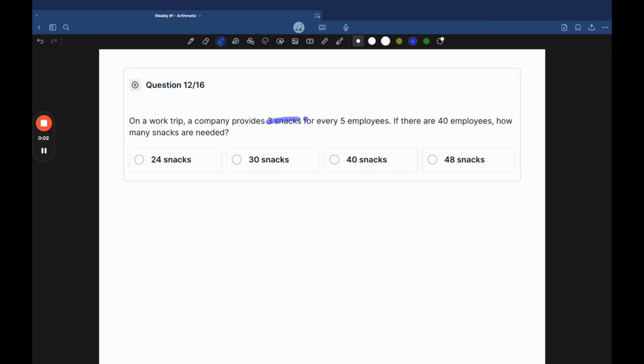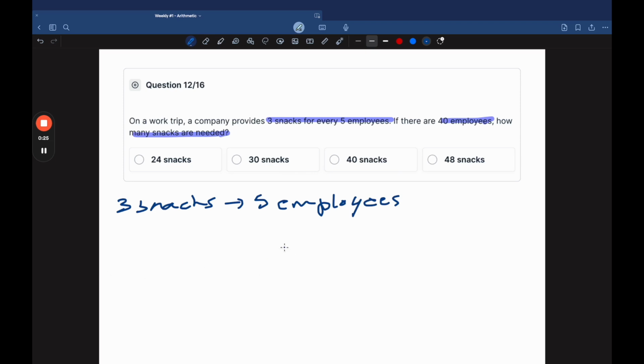Question 12. Step 1. Identify the problem. On a work trip, a company provides 3 snacks for every 5 employees. If there are 40 employees, we need to find out how many snacks are needed. Step 2. Set up the proportion. Using the ratio of 3 snacks for every 5 employees, set up the proportion 3/5 equals x/40, where x represents the number of snacks needed for 40 employees.